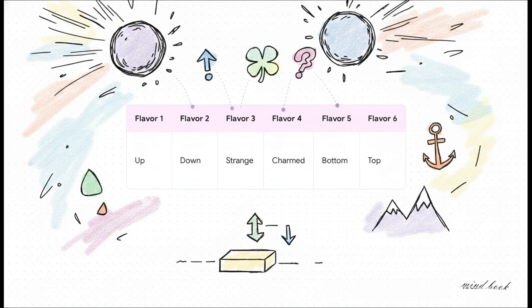And you have to love the naming convention physicists went with here. Quarks come in 6 delightfully named flavors: up, down, strange, charmed, bottom, and top. A proton, for instance, is just made of 2 up quarks and 1 down quark. These are the ultimate Legos of our reality.